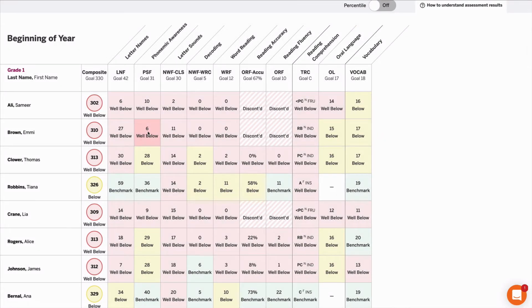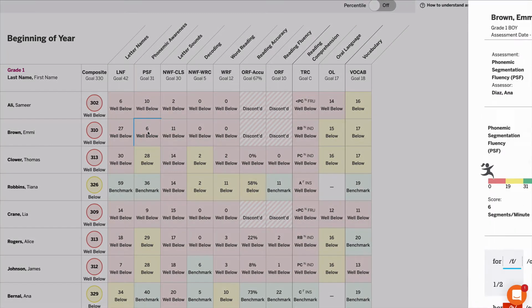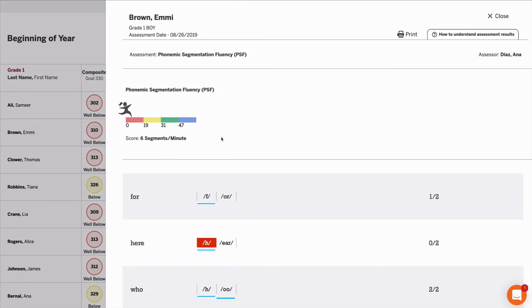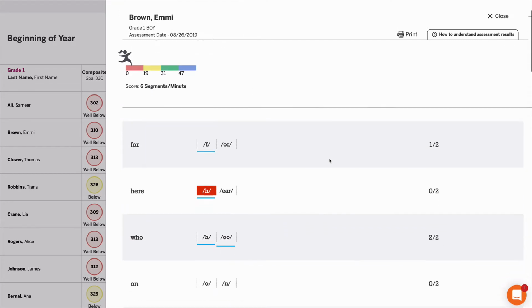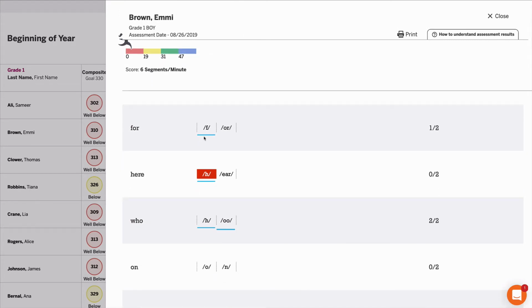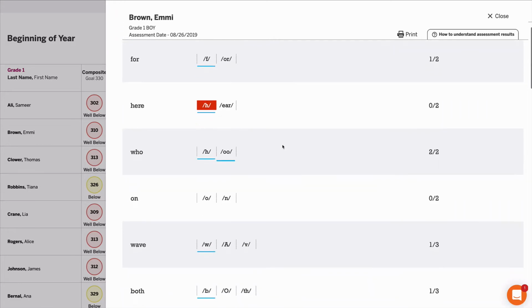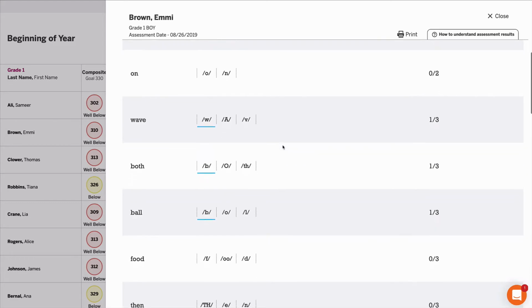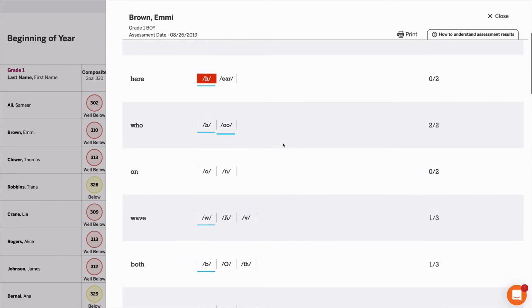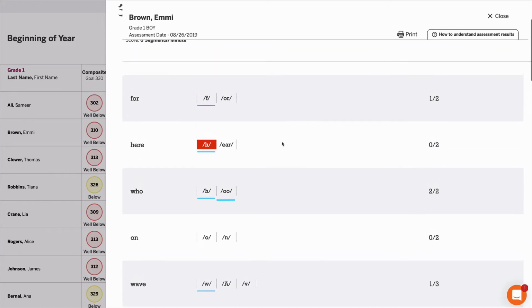If we take a look at her phonemic segmentation, we can see that this is also an area that needs work, right? This is the exact transcript from her probe. So we could see that the word for, which would be "or," she identified the "f" and then stopped. And this is kind of the storyline that we have here for Emmy. Did it very slowly, so she's picking up some of the initial sounds.